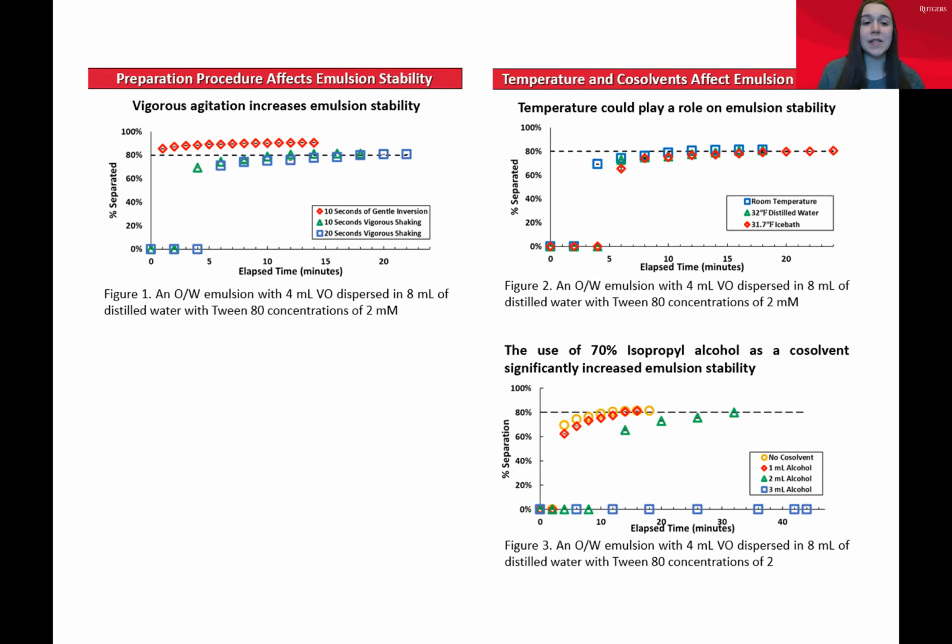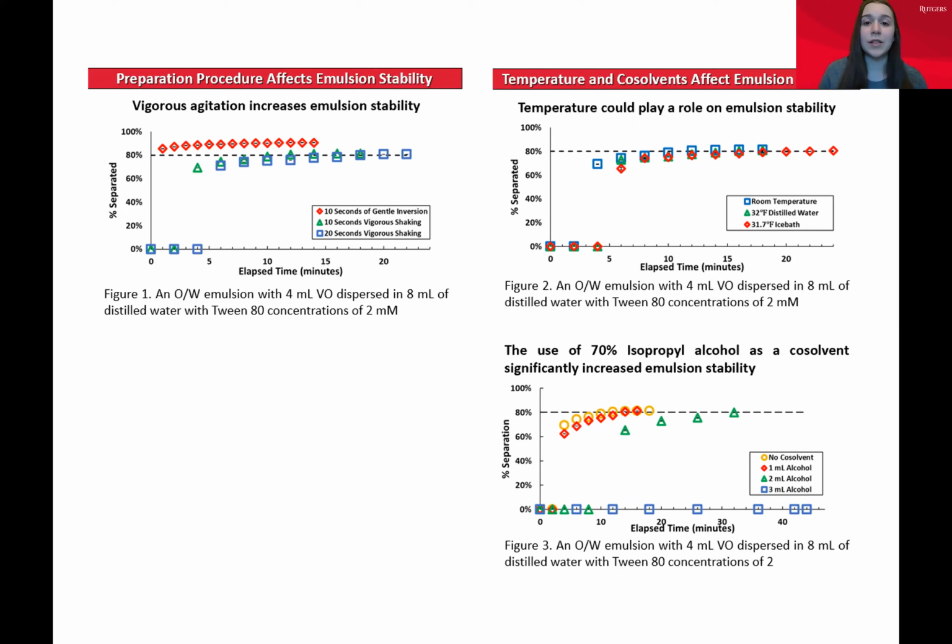The three experiments that I really focused on are pictured here. In the first one, I looked at how vigorous agitation could increase emulsion stability. So I prepared each emulsion a little differently. In red, I just gently shook the container. In green, I shook vigorously for 10 seconds. And in blue, I shook vigorously for 20 seconds. And what I found is shaking vigorously for a prolonged period of time had the best emulsion stability and allowed the particles to be more finely dispersed in one another.